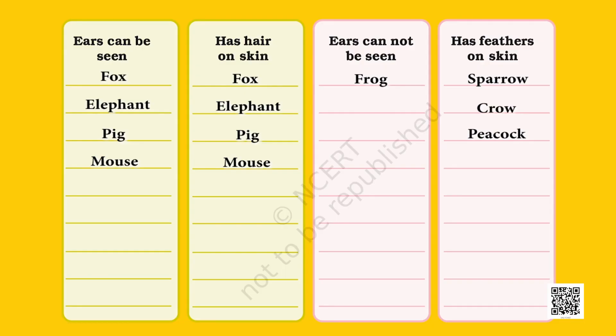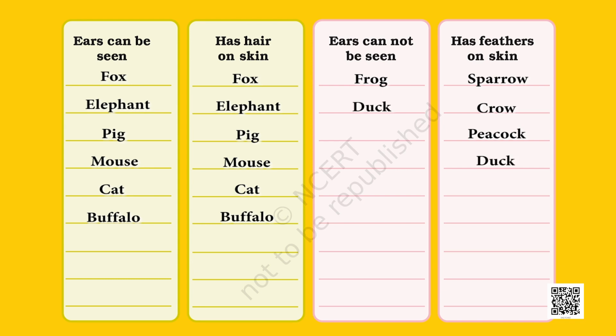So, mouse, where will you put it? In the first column and the second column. Cat again, first and second. Buffalo, first and second. It has got ears, it has got hairs. So, first and second.